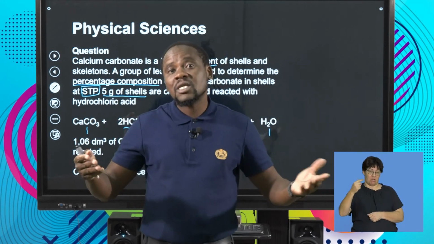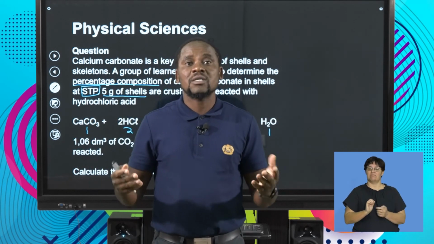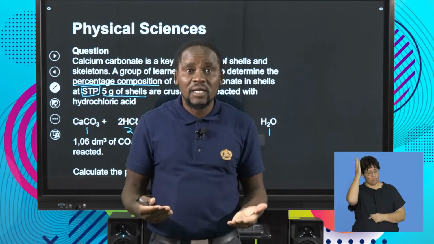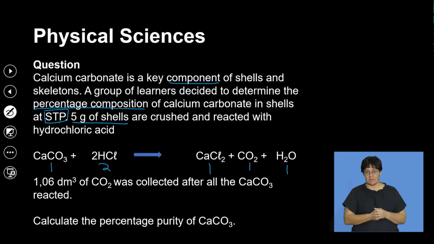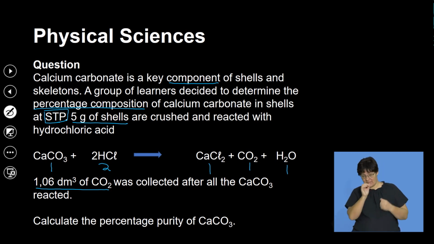So that's in terms of the table of the physical constants, which is something that you need to familiarize yourself with as far as the formula sheet is concerned, right? So we are told that there is 1.06 cubic decimeters of carbon dioxide which was collected. Now we would ask ourselves how many moles of carbon dioxide were actually formed. Then we'd work backwards to determine the purity of calcium carbonate.